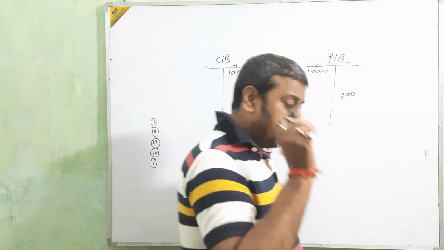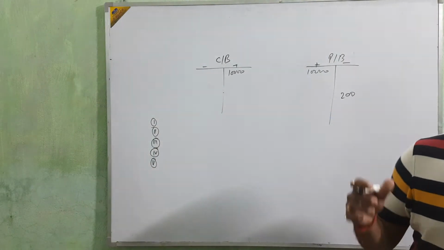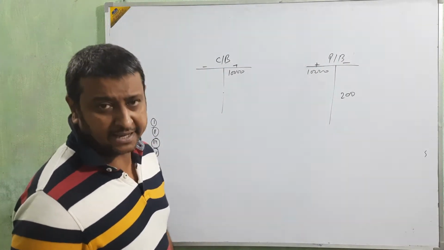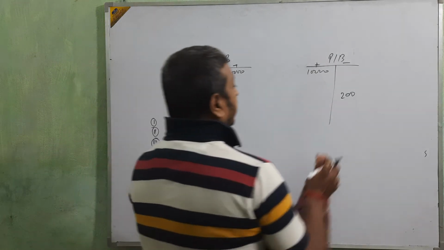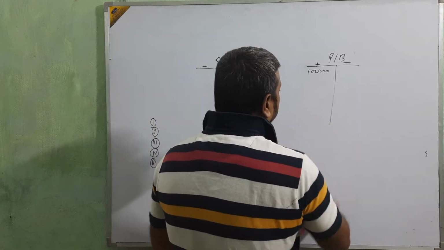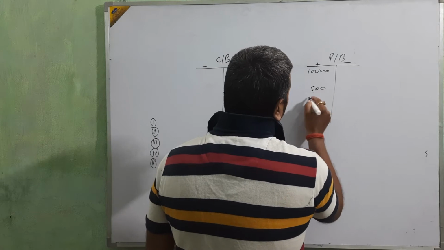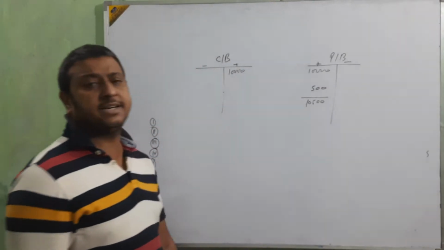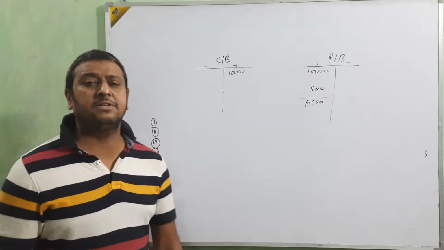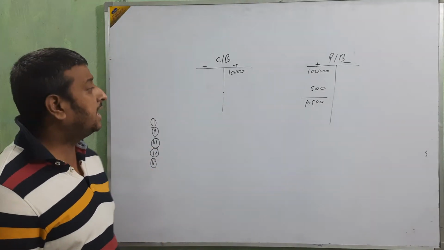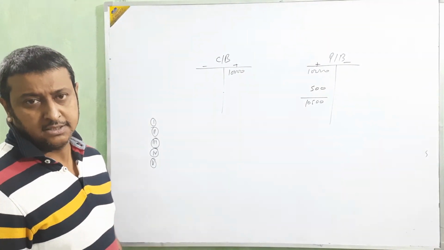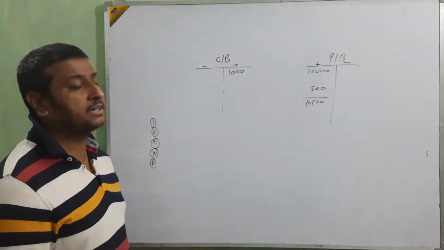Fifth, any type of income received by the bank or any type of income credited by the bank. So if any income is credited by the bank, then add it here, beta. So his balance is 10,500, but our balance is only 10,000. So that will show what? That will show the difference between the cash book and passbook. Okay, beta?